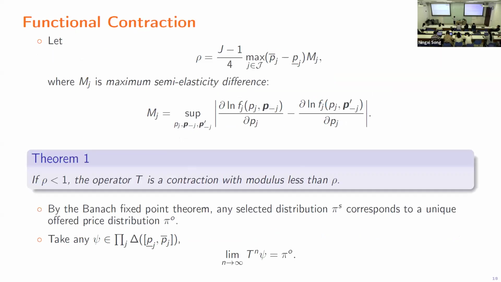And you might complain that it still looks kind of nasty because we have a finite dimensional optimization problem. We have a sup over a bunch of prices. Here, this formula looks kind of nasty because I haven't imposed a lot of structure on the selection function. Here, the selection function could be very general. I only impose smoothness and interior probability. I don't have any other structure. So that's why this modulus looks kind of nasty.